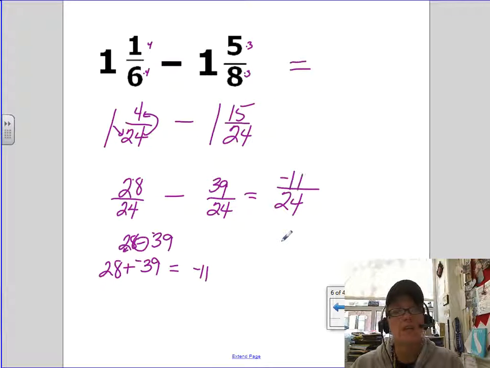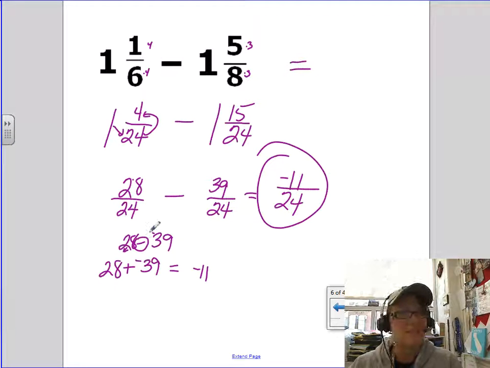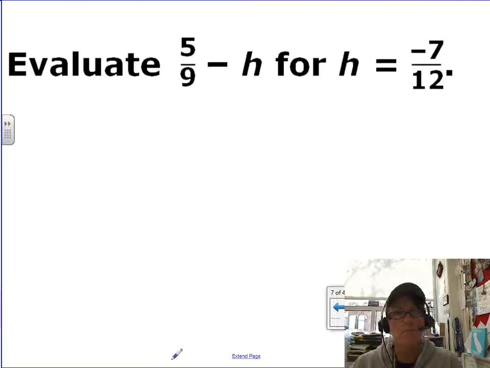Negative 11. Then ask yourself, okay, simplest form, do they have a common factor? Nope, you're done. My answer is negative though, so watch out for that, okay? So when you have some mixed numbers, I'm just going to recommend, gosh, why don't you just make them improper, do your subtraction, and then we'll continue from there. I think you'd be less apt to make a mistake.